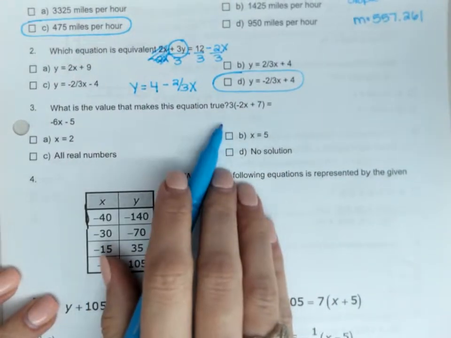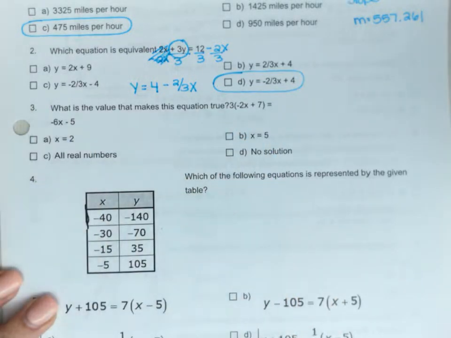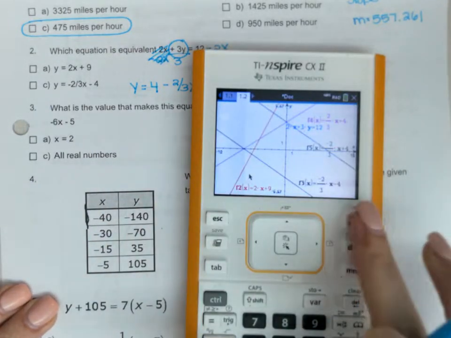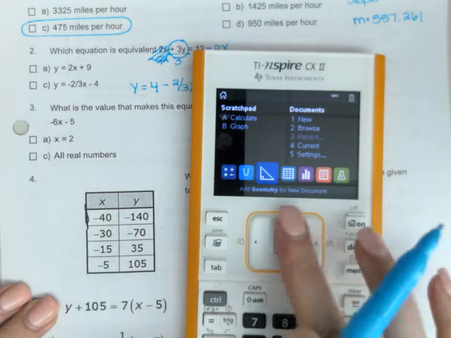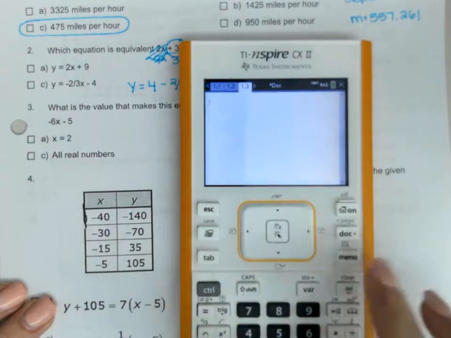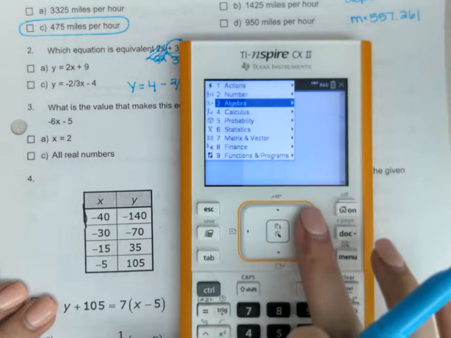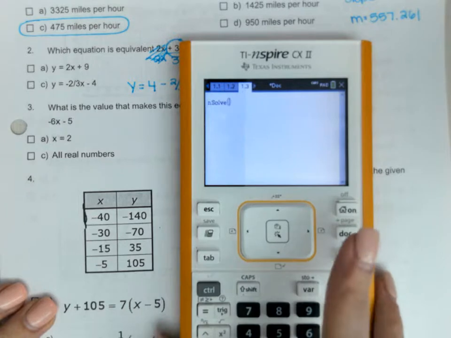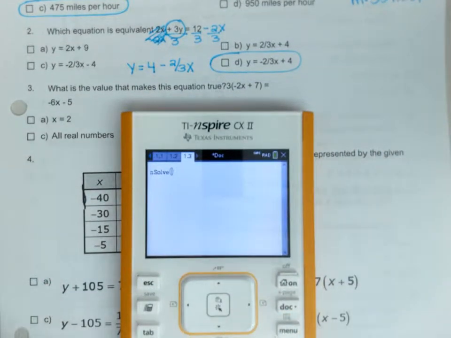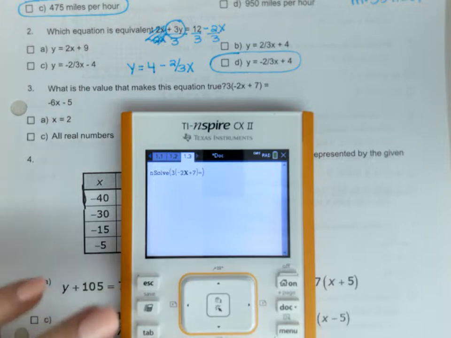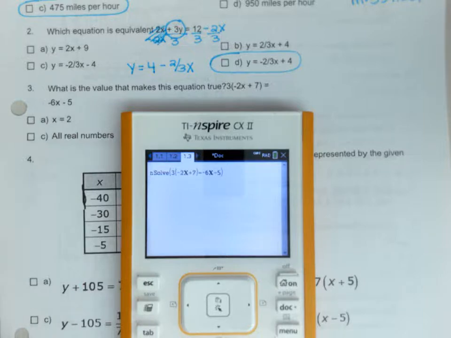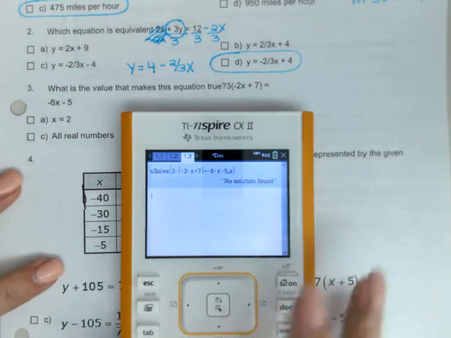What is the value that makes the equation true? This is a one variable equation. So we go to our home screen and we're going to just calculate the solution. So we click Menu, this is Algebra, and we're just going to numerical solve. So the equation that they gave us is 3 parentheses negative 2x plus 7 close parentheses equals negative 6x minus 5. But then we have to tell it what to solve for. So we type comma x. This says no solution found.